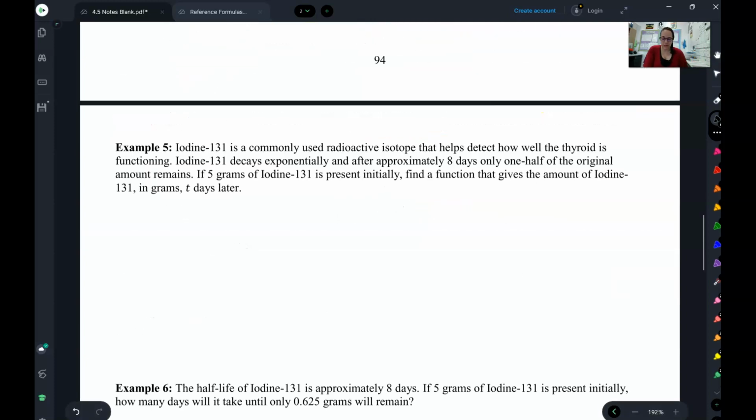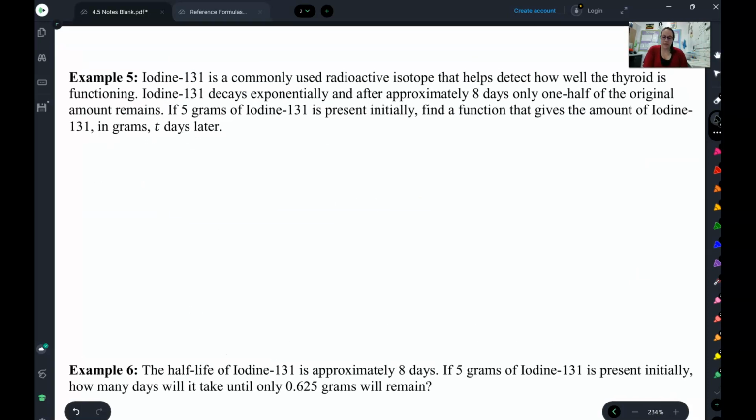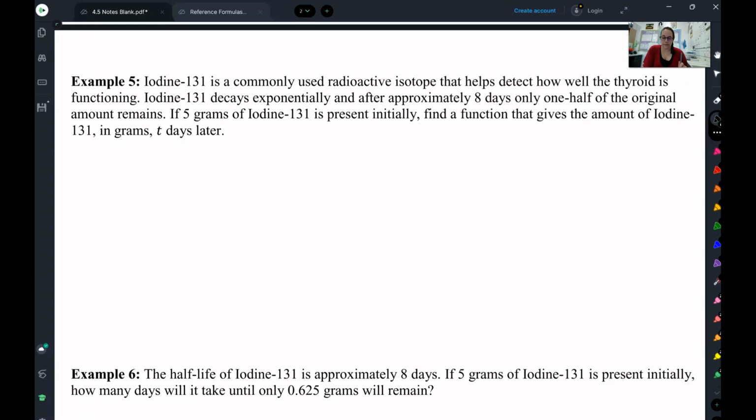Having done one of these, let's try another one. Example 5. This one is about iodine-131. It's a commonly used radioactive isotope that helps detect how well the thyroid is functioning. Iodine-131 decays exponentially. Hey, those are our words that tell us we're going to use this formula. And after approximately 8 days, so there's our time, only 1/2 of the original amount remains. So that is our final amount. That's our A, 1/2.